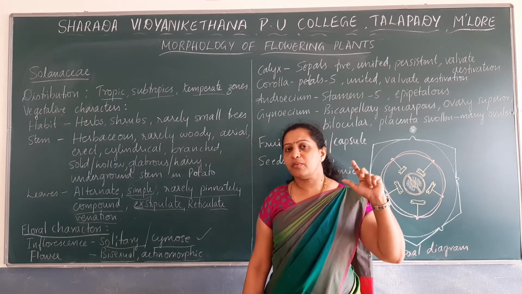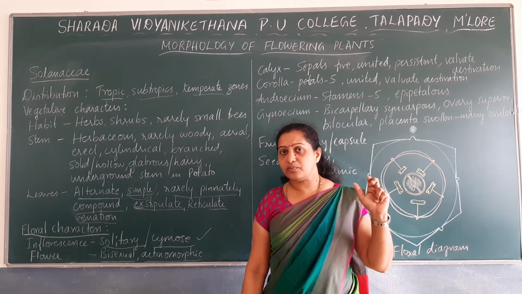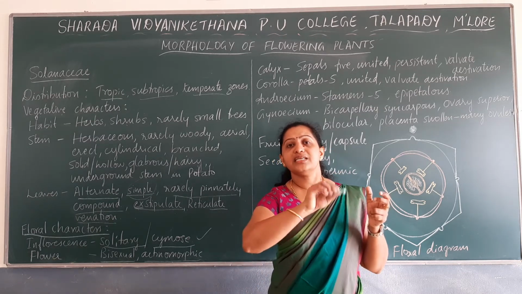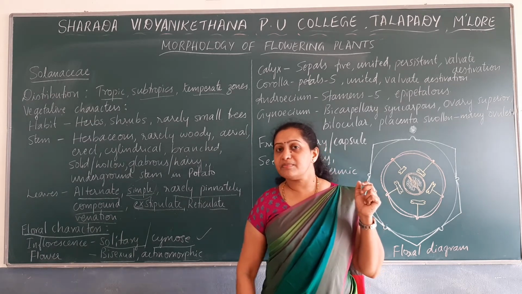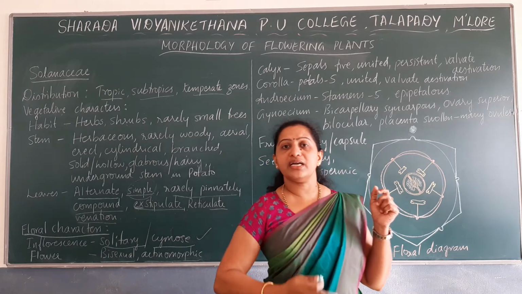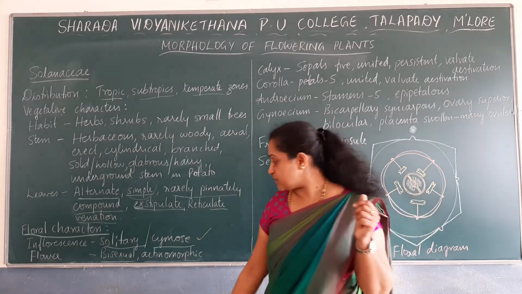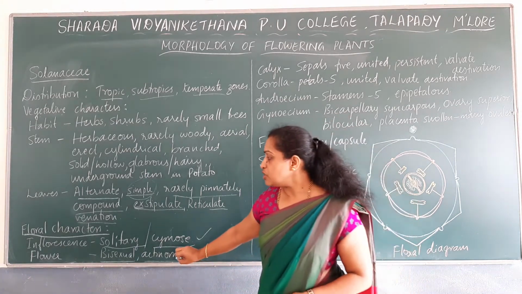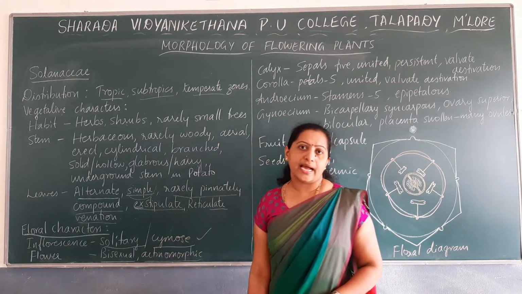So in case of flowers of tomato plant, brinjal plant or chili plant, usually the flowers have radial symmetry. That means in any plane, if you divide the flower, it gives two equal halves. Such a symmetry is known as actinomorphic. Okay. So flower is bisexual, actinomorphic.